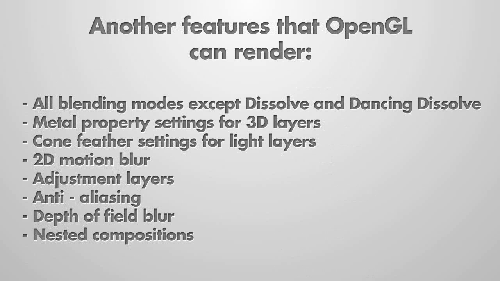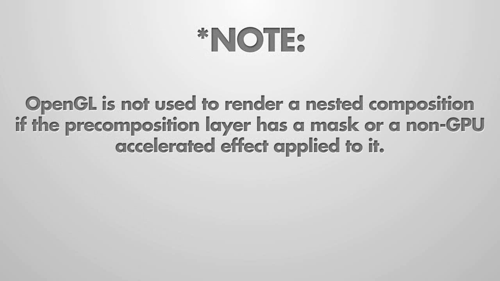It also can render all blending modes except dissolve and dancing dissolve, material property settings for 3D layers, cone feather settings for light layers, 2D motion blur, adjustment layers, anti-aliasing, depth of field blur, and nested compositions. And a very important note: OpenGL is not used to render a nested composition if the pre-composition layer has a mask or a non-GPU accelerated effect applied to it.